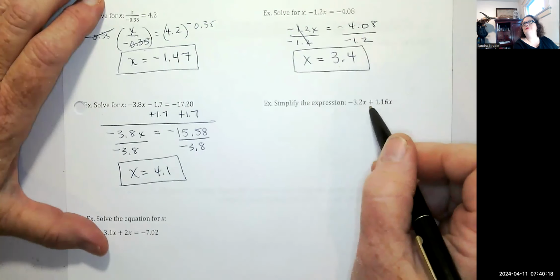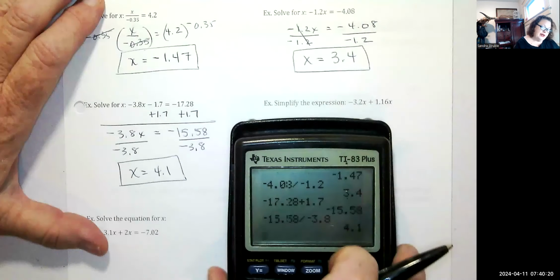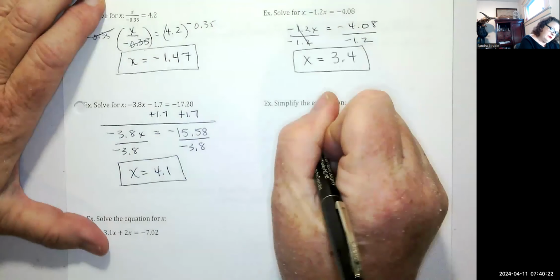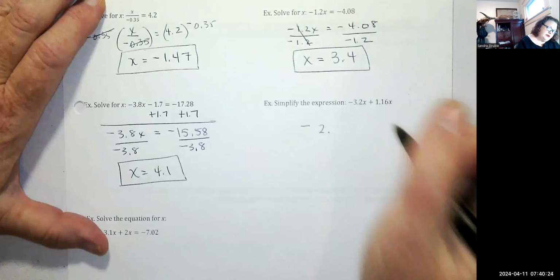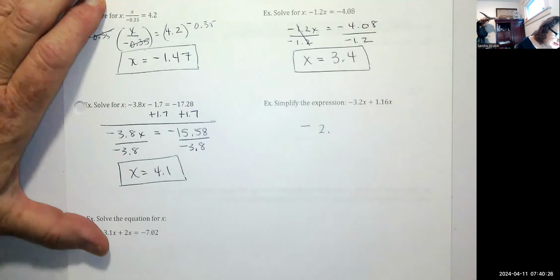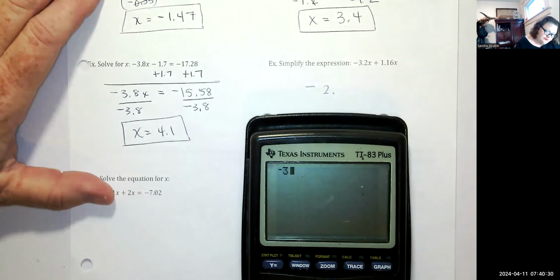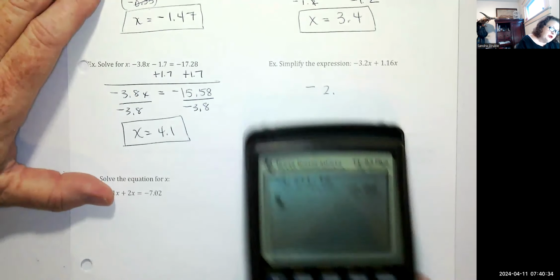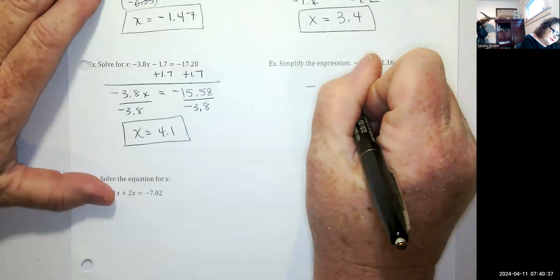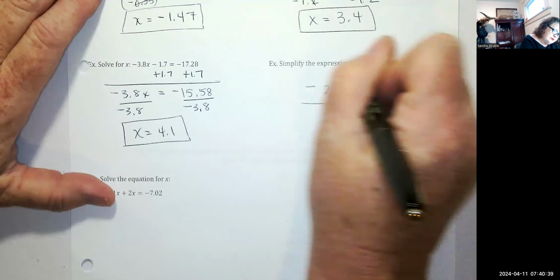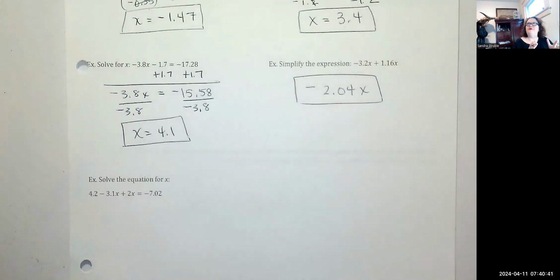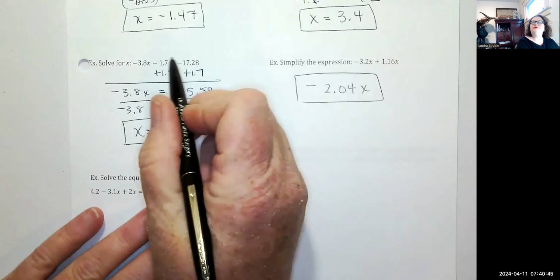Negative 3.2 plus 1.1 will be a negative 2. What? Oh, it's 1.16. I didn't see that. Let's put that in. Negative 3.2 plus 1.16 is negative 2.04. Don't forget your x. We're not solving for x there. We're just simplifying. The only time you solve for x is when there's this cute little equal sign there.